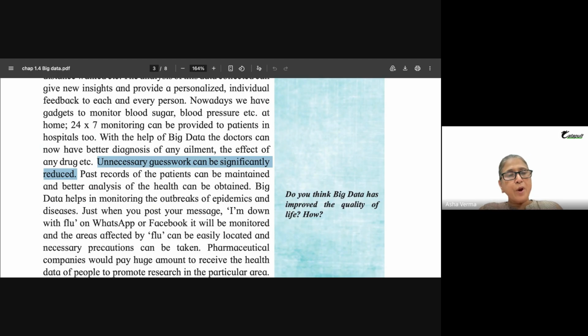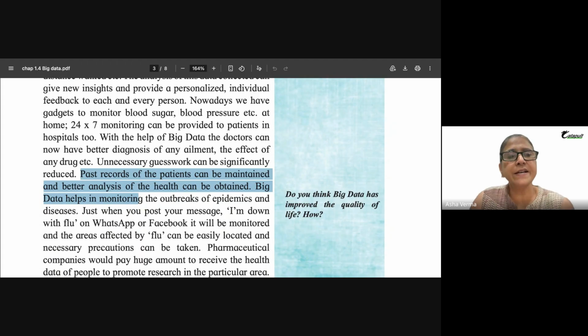You have proper data on the basis of which the doctors or the concerned companies can act. It's no longer guesswork. Past records of patients can be maintained and better analysis of the health can be obtained. Big data helps in monitoring the outbreaks of epidemics and diseases.